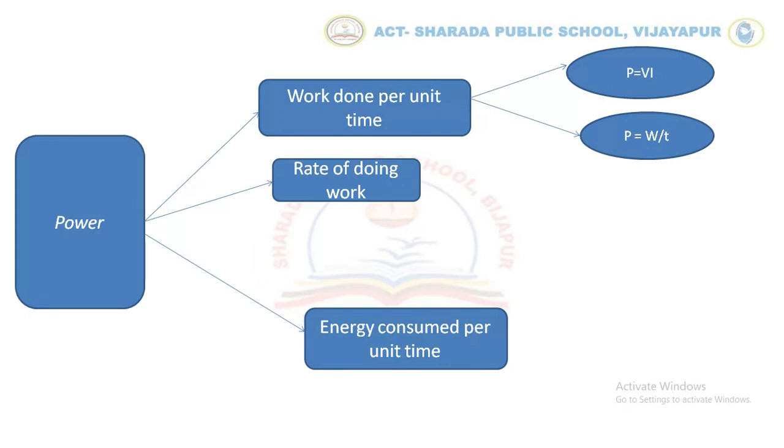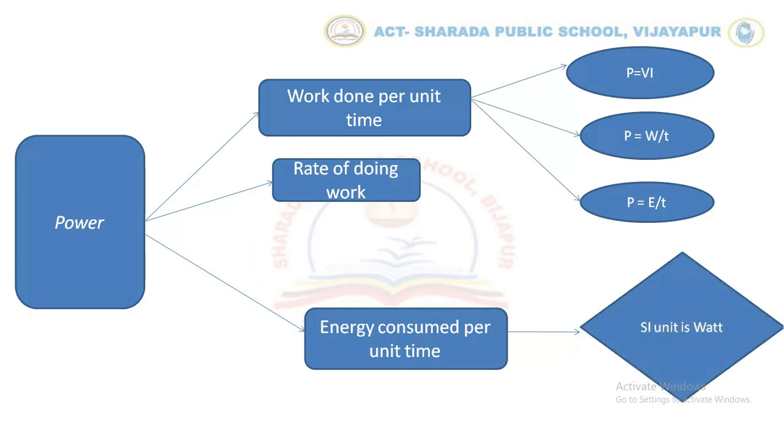P is equals to W by T, where W is the work done and T is the time. And P is equals to E by T, where E is the energy and T is the time. Its SI unit is Watt. I hope this concept helps you to revise the lesson electricity.